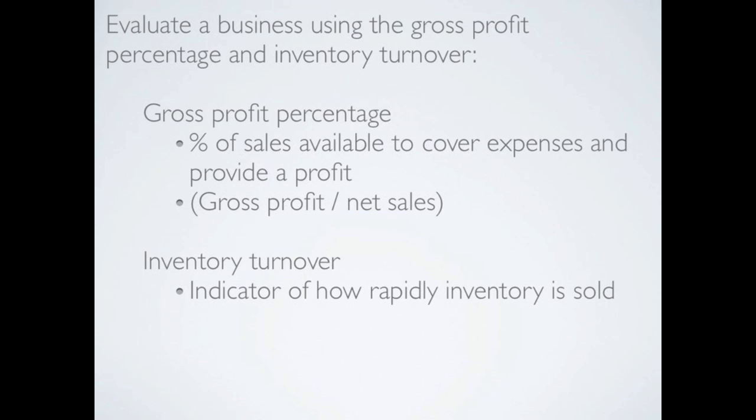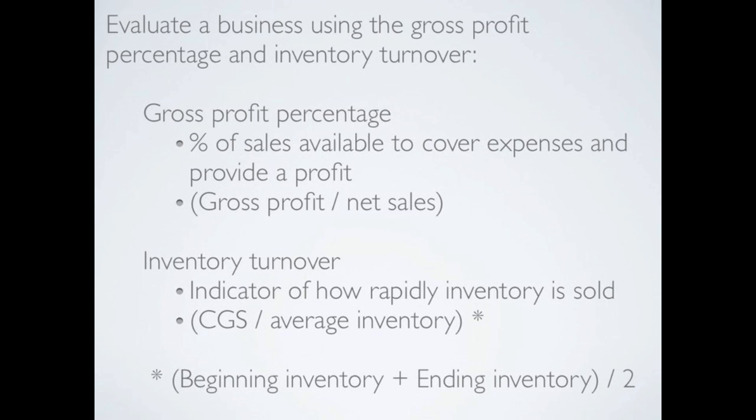To calculate inventory turnover, the formula is cost of goods sold divided by your average inventory. So we also have to calculate average inventory. To calculate average inventory, we're going to take our beginning inventory, the balance in our beginning inventory, plus our ending inventory, and divide that sum by 2. That will give us our average inventory. Divide that into your cost of goods sold, and that's your inventory turnover.